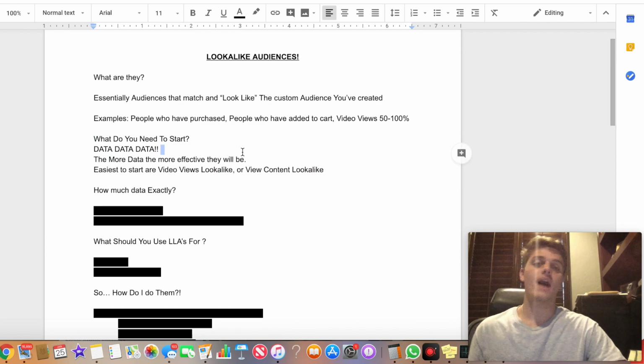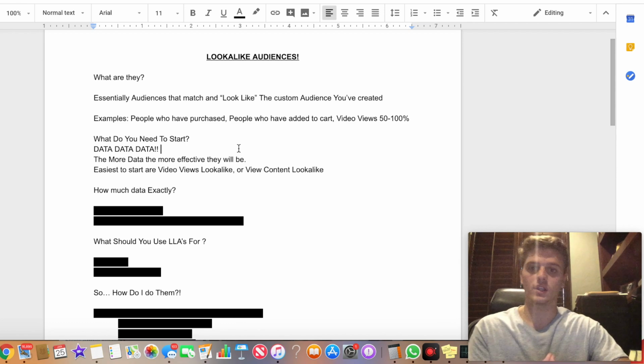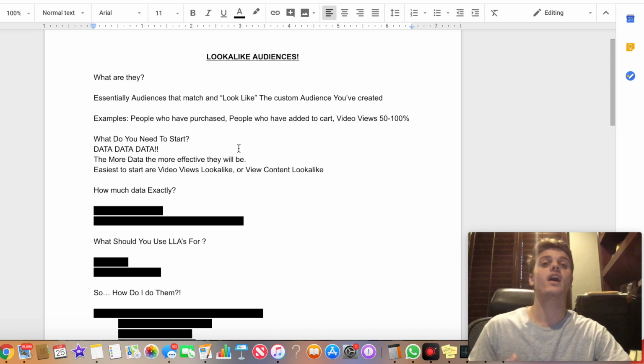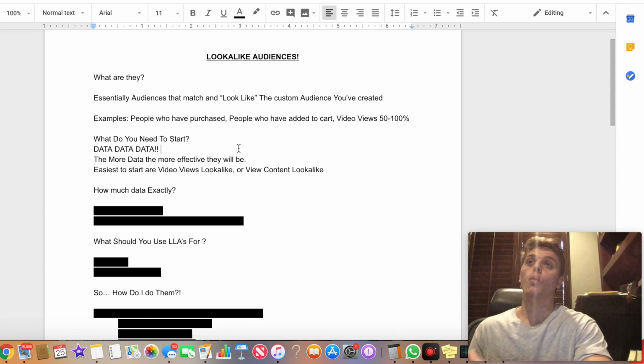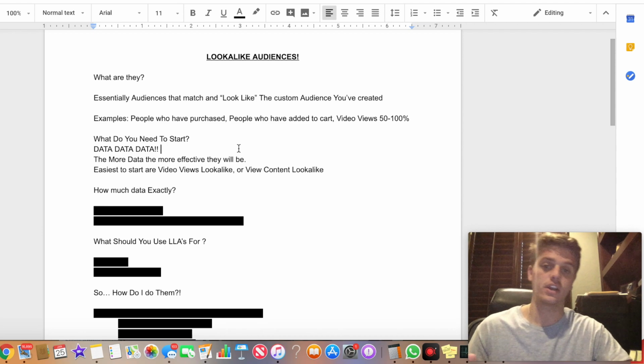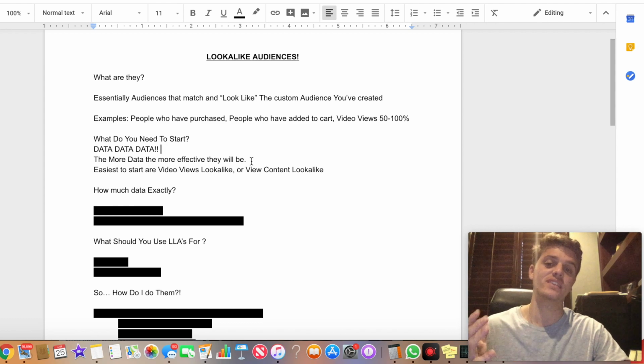So what do you need to start? How can you start using lookalike audiences? When shouldn't you use these lookalike audiences? And the key thing with lookalike audiences is data. The more data you have, the more effective these audiences are going to be, because they're going to be able to more closely identify one common attribute among 100, 200, 300, 1,000, 2,000 people that have also taken the same action. They'll have more data to closely match another audience with the one that you're testing. So the more data that you have, the more effective these are actually going to be.